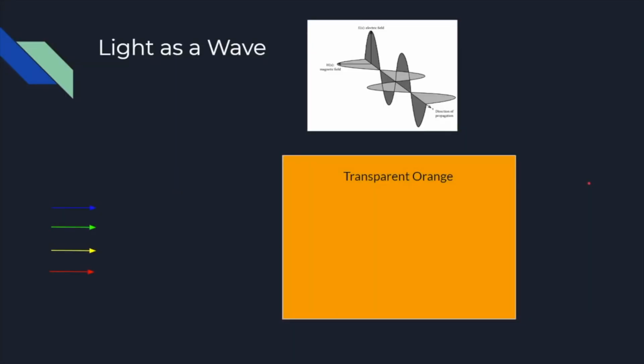A molecule will take on the color of whatever visible light it does not absorb. For example, if we have these four lights traveling toward this transparent orange block, only yellow and red will be able to pass through, as yellow and red combine to make orange.